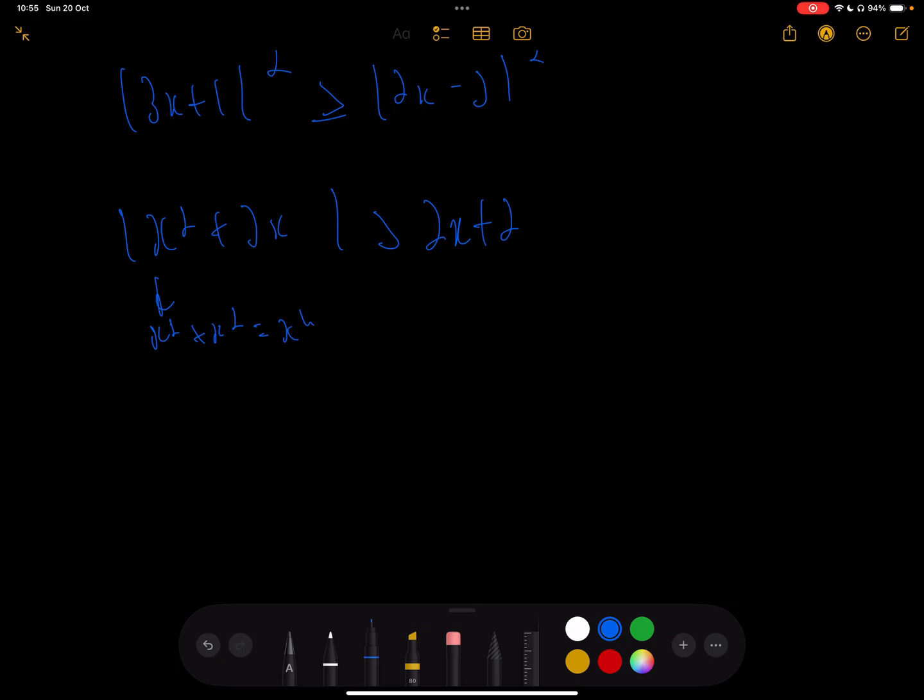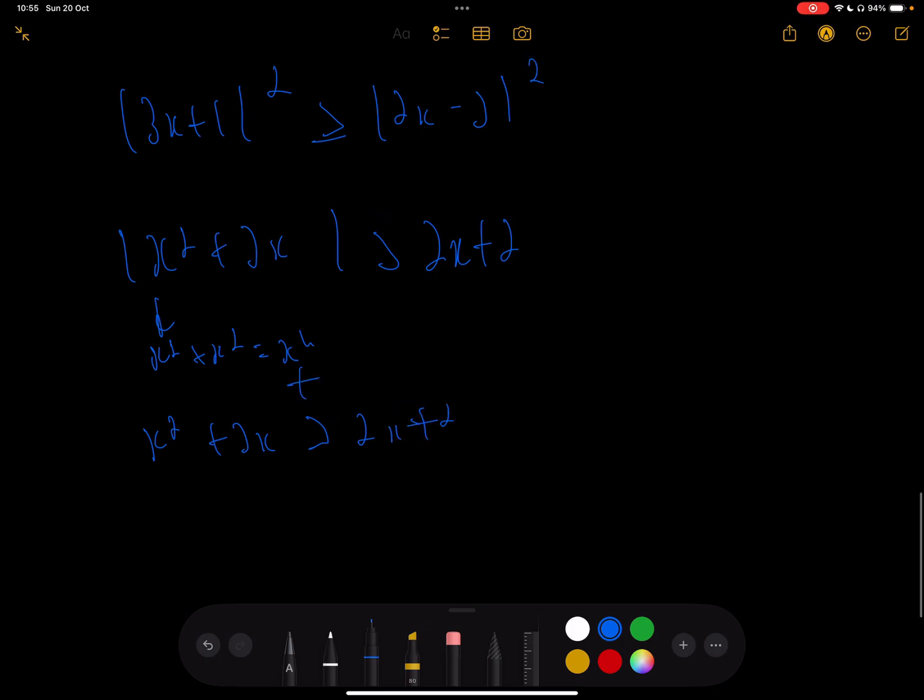I'll start from the bottom and then slowly build our way up. So x squared plus 3x is greater than 2x plus 2, because it's our positive. And then we have negative x squared minus 3x is less than 2x plus 2, right? So it's our negative side. That's how we solve them.